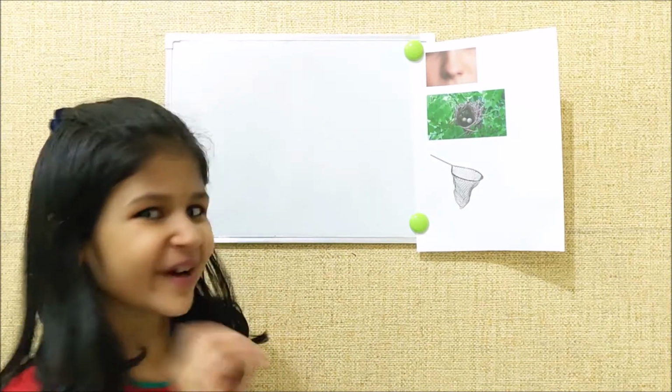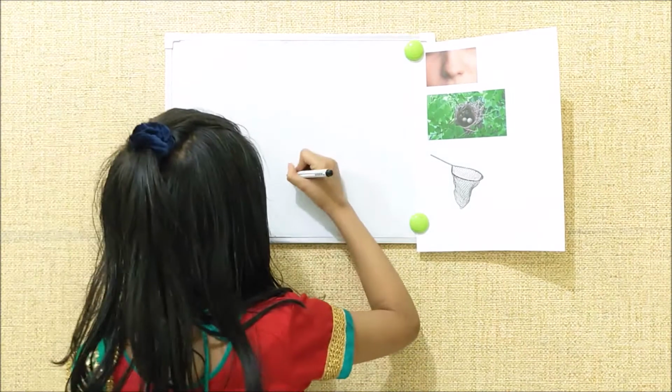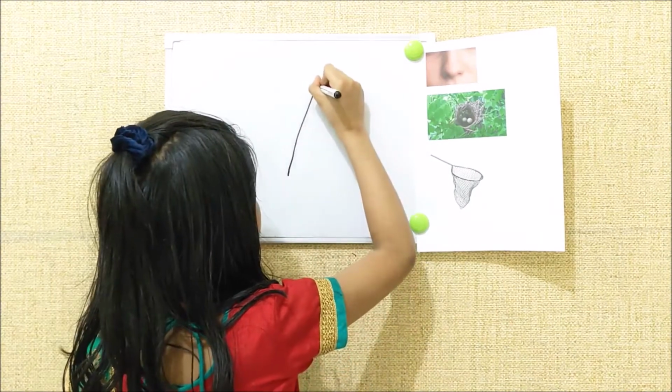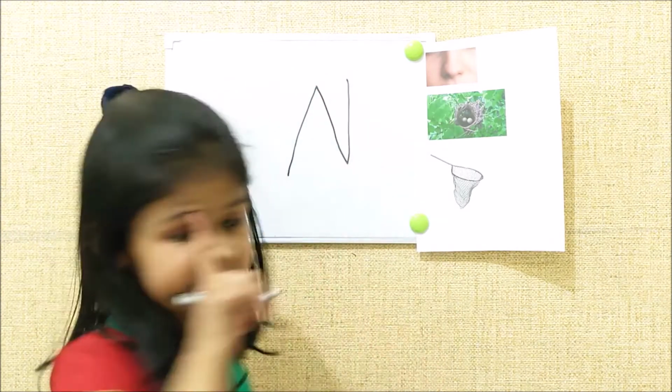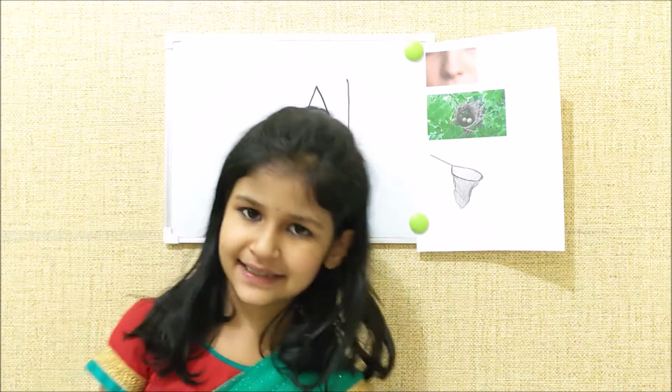Now I'll show it one more time. You must write a standing line, one slanting line, and one more standing line. This is capital letter N.